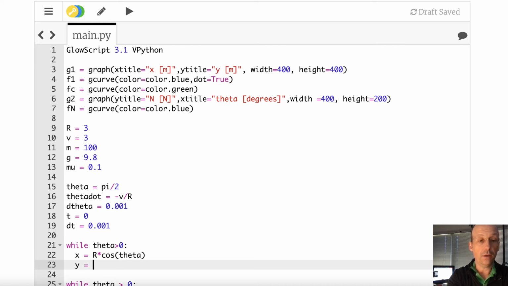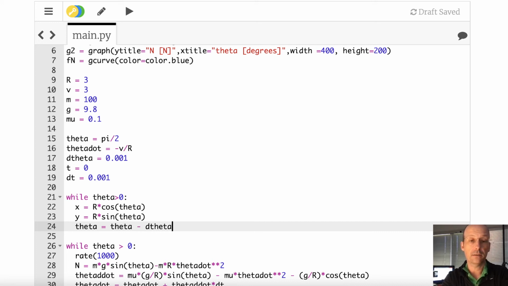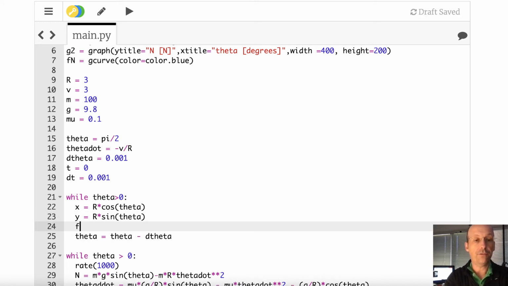And then y equals r times sine theta. And now I need to change my theta. So I'm going to say theta equals theta minus d theta. And then I need to plot this first. So let's say fc dot plot x, y.